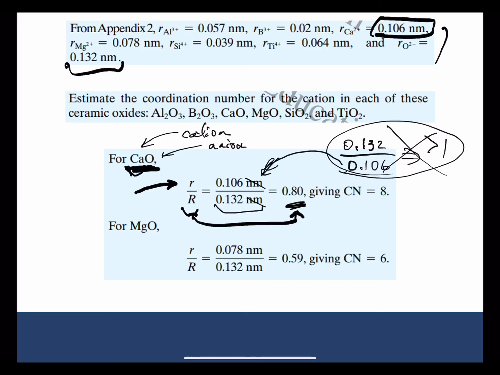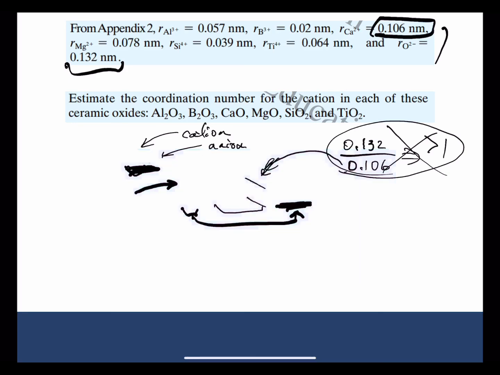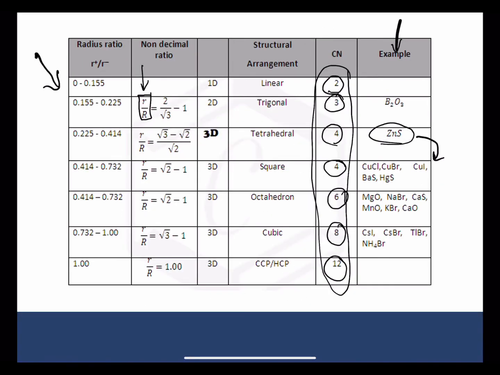Okay, so for calcium oxide, we can determine the coordination number now that we have the ratio of radii, 0.8. So if we go back to our table, the 0.8 value lies in this range, 0.732 to 1. So we would predict that we should see a coordination number value of 8 for this compound. And so calcium oxide should be similar in coordination number to these other ionic compounds.